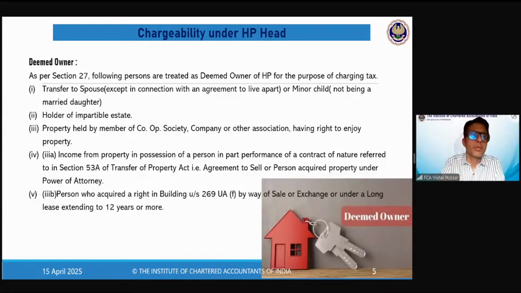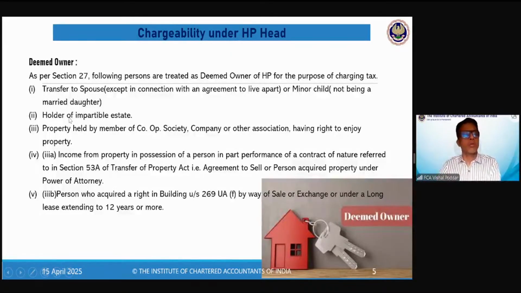But this rule has an exception. First, in case of spouse, you have given this property to the spouse without an agreement to live apart, that is, not because of divorce. If this property is given to the spouse because of divorce, then the rental income is not taxed to you. You are not deemed owner. Similarly, the minor child to whom you have given this property should not be a minor married daughter, Balika Vadhu. If your child is a minor married daughter, then whatever property you have given to her will not be clubbed with your income. That rental income will not be added to your income.